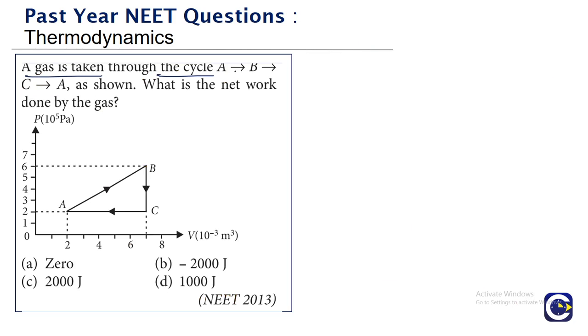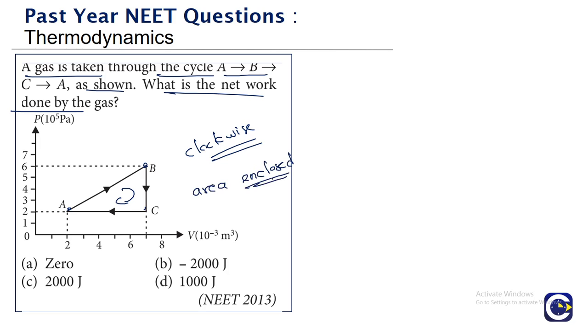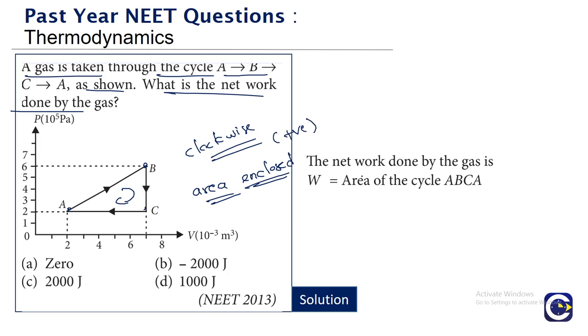A gas is taken through the cycle A, B, C, A, meaning starting from A, we go to B, come to C, and then back to A. This is a cyclic process. What is the net work done by the gas? Observe, it's a straight question on what we have discussed. It's clockwise, and work done is given by the area enclosed by the cyclic curve. Since it is clockwise, the work is going to be positive. So net work done is the area of that cycle ABC.